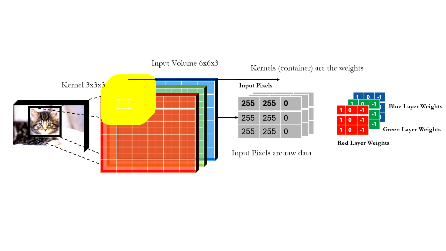And the kernel's containers are the weights, which you see on the far right with red layer weights, green layer weights, and blue layer weights. So it's important to keep in mind that the kernel is 3 dimensional, by that last 3, and same with the input volume. We've got 3, so the red, green, and blue, the RGB.